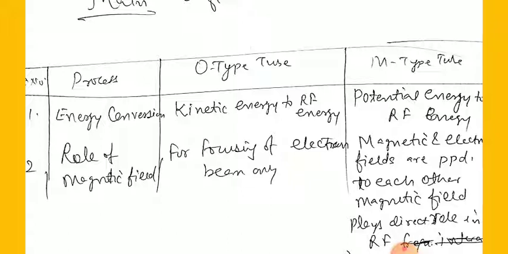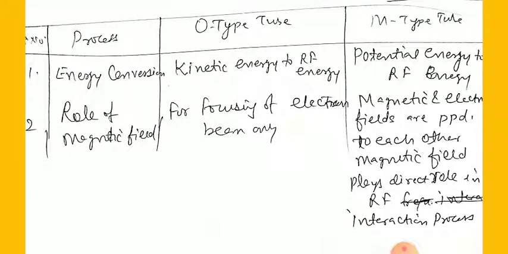Second one, the role of the magnetic field. In the O type, that is only the focusing of the electron beam, while in the M type the magnetic and electric fields are perpendicular to each other, and the magnetic field plays a direct role in the RF interaction process. So this is very important, that's why they are called magnetic or magnetron or crossed-field microwave tubes.